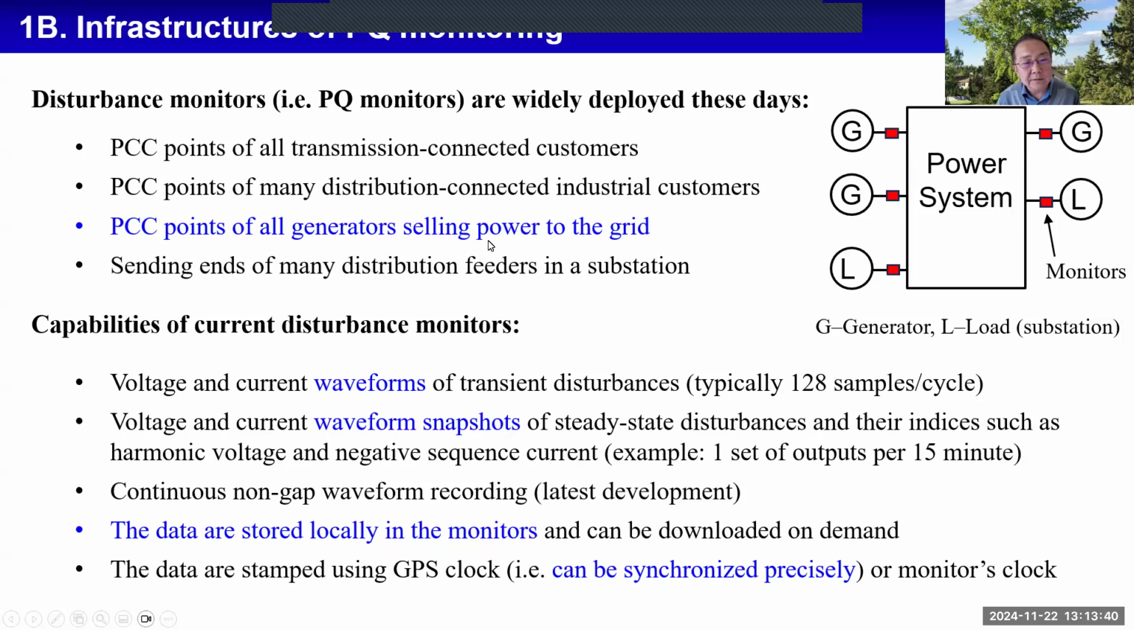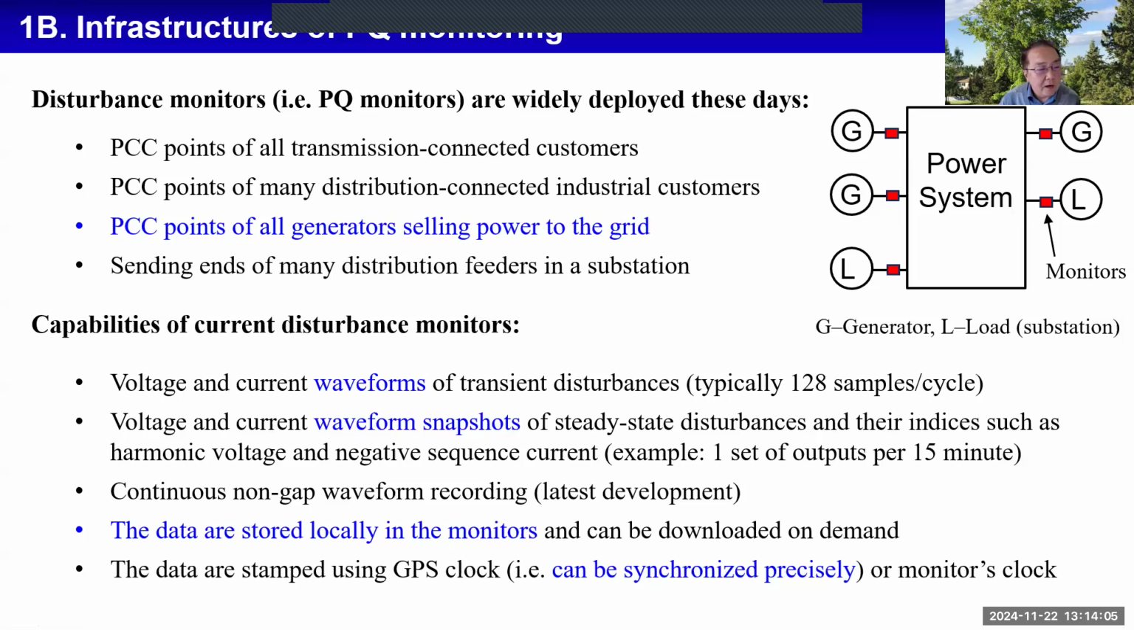I highlighted this in blue because oscillation sources sometimes are related to generators. Now, sending end of primary of many distribution feeders in a substation. Basically, like this is a substation. You have multiple feeders. Now every feeder is monitored. Okay, so that is the current state of monitoring in developed countries.